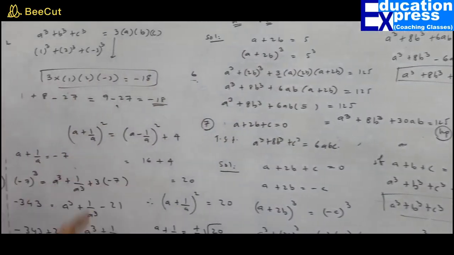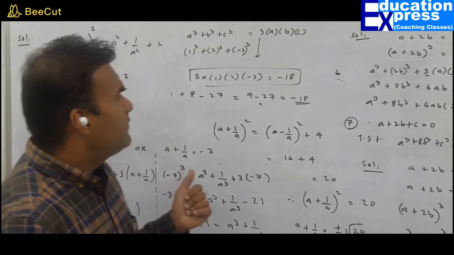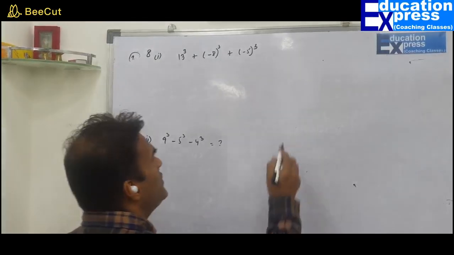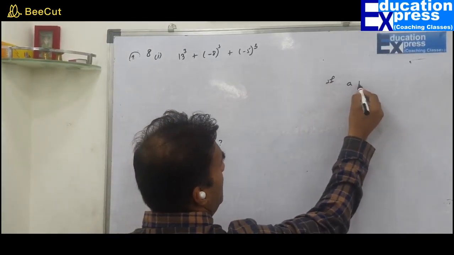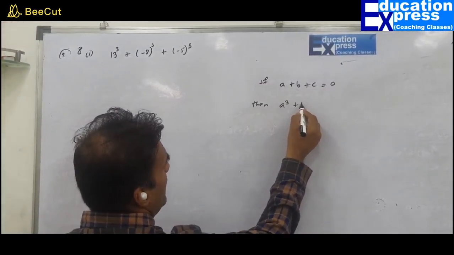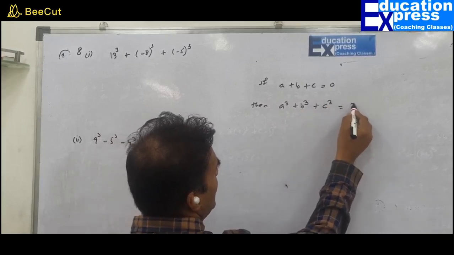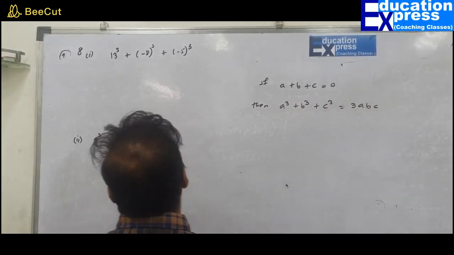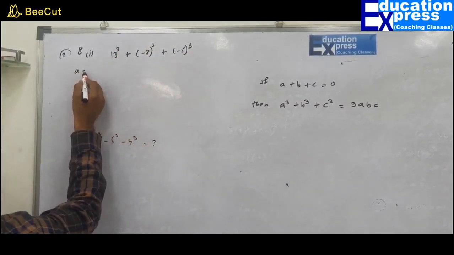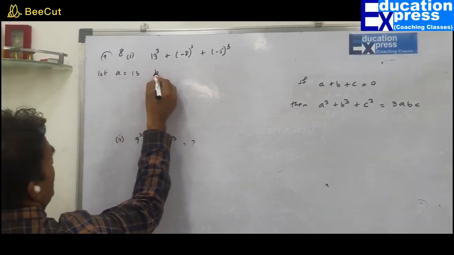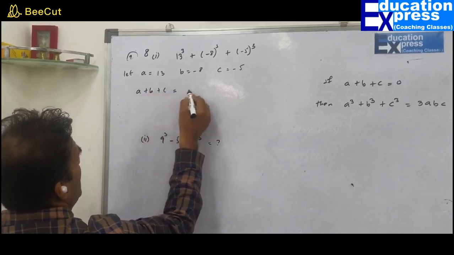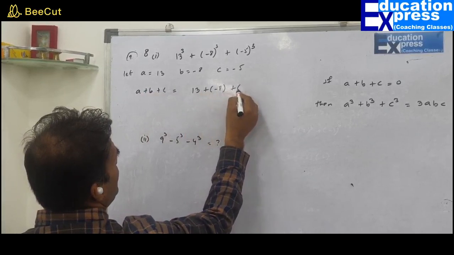We are going to continue with question number 8, which will be using the same property as what we have discussed now. Alright, let's read the property. As I said, if a plus b plus c equals 0, then a cube plus b cube plus c cube is nothing but 3 into a into b into c. Have a look. 13 cube plus minus 8 cube plus minus 5 cube. So can I say let a equals 13, b equals minus 8, c equals minus 5. So a plus b plus c would be 13 plus minus 8 plus minus 5.